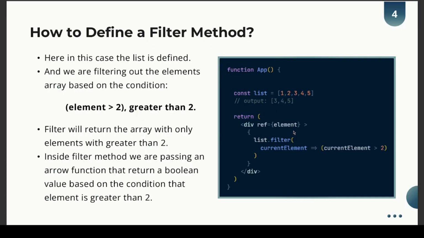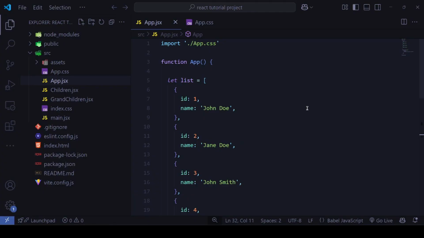So this is how we define the filter method. In this case, a list is defined for the numbers 1 to 5, and then we apply the filter method together with a function with a current element, and it returns a Boolean condition that the current element should be greater than 2. So the result will be 3, 4, and 5, because those are the only three elements greater than 2. Inside the filter method, we are passing an arrow function that returns a Boolean value. Just keep in mind that there should be an arrow function which returns a Boolean value inside the filter function.